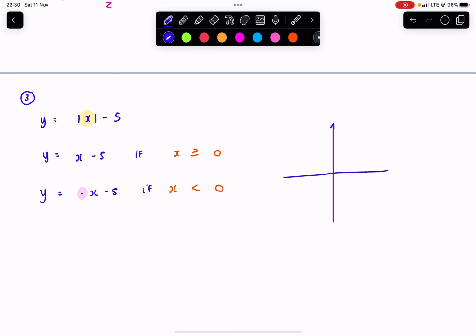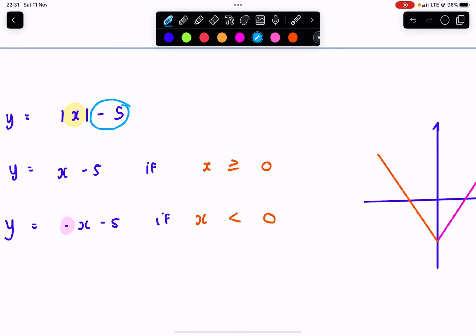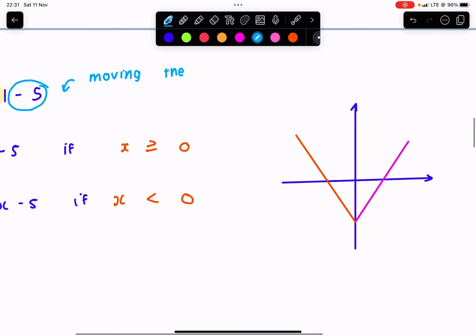So, just by nature of me looking at this graph, I already know it's definitely going to be upwards, and it's definitely going to look like this. Now this brings a very important observation to the table. What does this 5 do? This 5 is simply just moving the graph up or down. So it's translating the graph up or down.